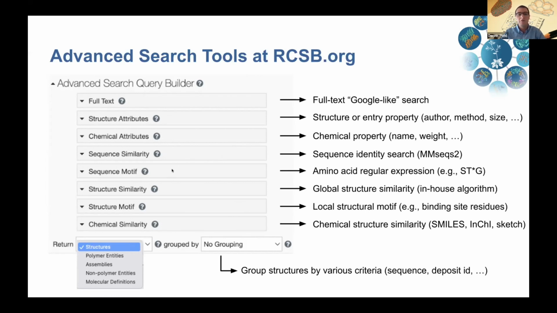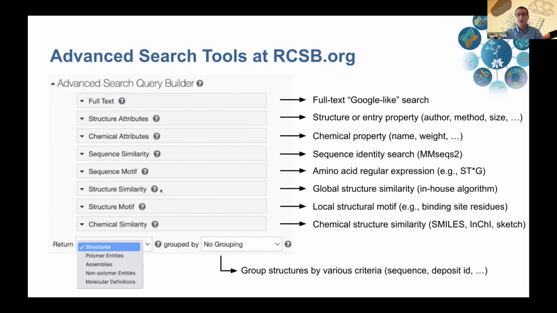You can also perform sequence motif searches, which is looking for a particular pattern of amino acids within a sequence. So let's say you're looking for all sequences that contain a serine, threonine, wildcard, glycine combination. Well, you can use this regular expression string in your search to find all sequences that contain that.